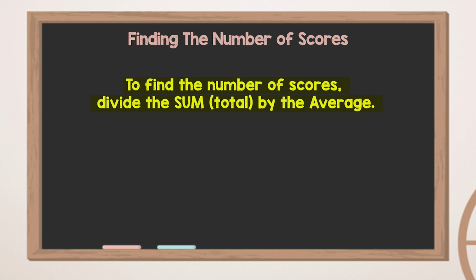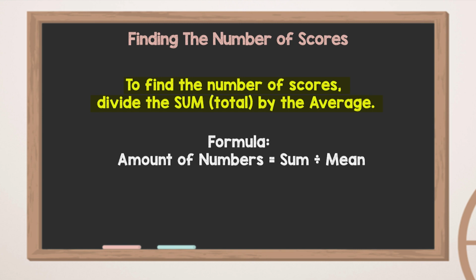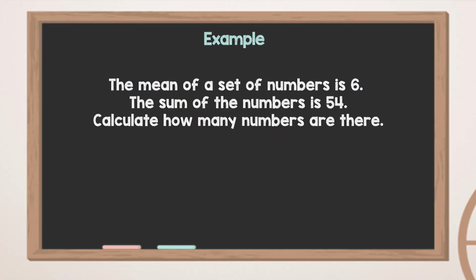So let's write a formula for that. Amount of numbers equals sum divided by mean. Again, amount of numbers equals sum divided by mean. Let's look at this example. The mean of a set of numbers is 6. The sum of the numbers is 54. Calculate how many numbers are there.